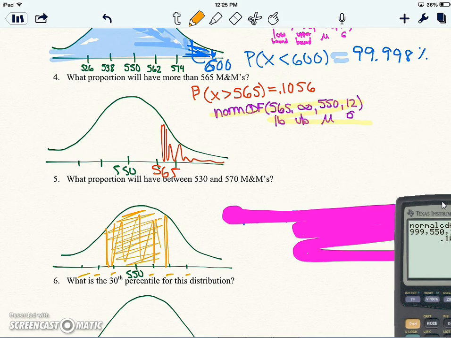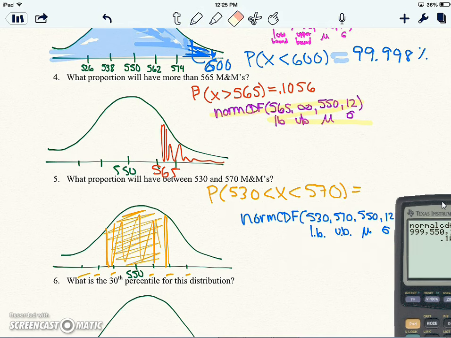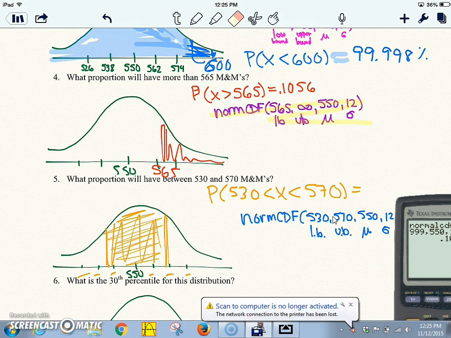Okay, so state my problem. The probability of having between 530 and 570 M&Ms. We're going to put it in my calculator. This time our lower bound is 530, our upper bound is 570, and if you do that, you should get about 90.4.